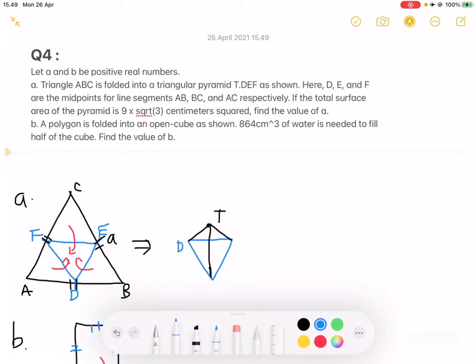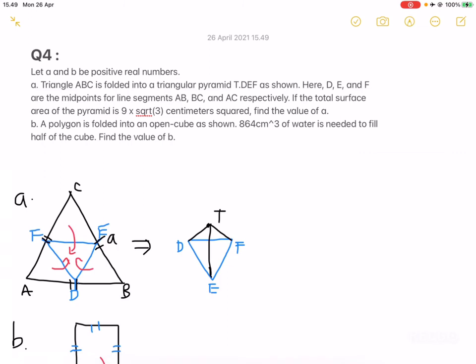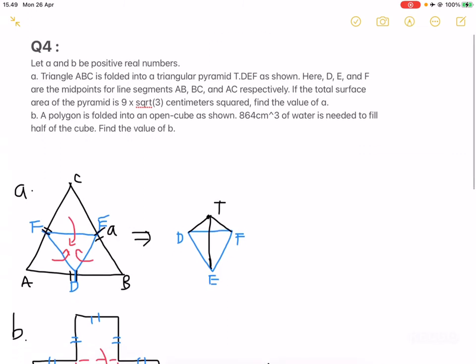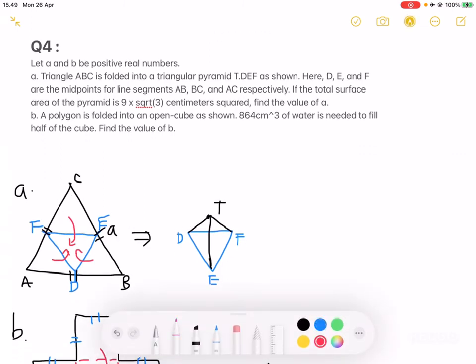So just label those points D, E, F. Here, D, E, and F are the midpoints for line segments AB, BC, and AC respectively, as shown on the first diagram right there. If the total surface area of the pyramid is 9√3 centimeters squared, find the value of a.